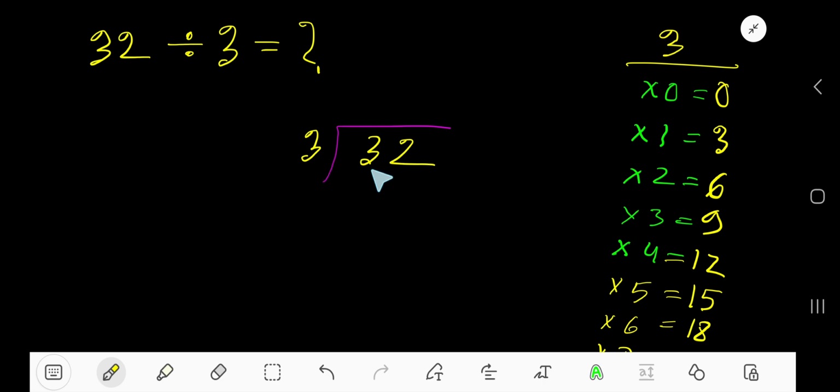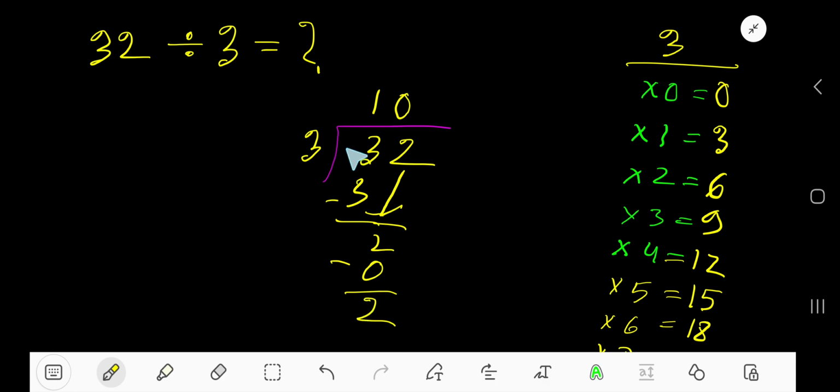3 goes into 3 how many times? Look, 3 goes into 3 1 time, write 1. 1 times 3 is 3. If you subtract, you are getting 0. Bring down this 2. Since 2 is less than 3, 3 goes into 2 0 times. 0 times 3 is 0. If you subtract, you are getting 2. So your answer is 10 remainder 2.